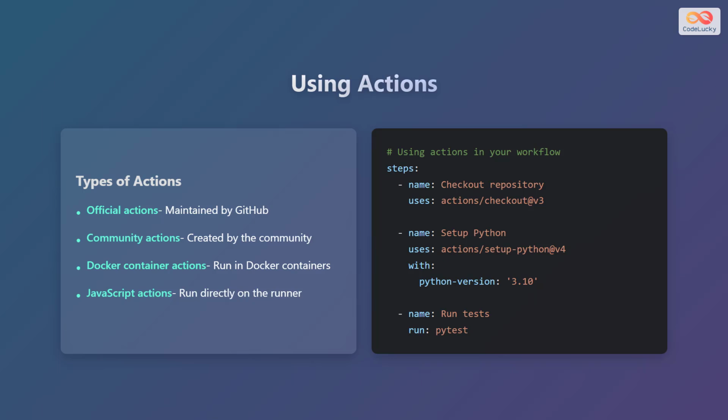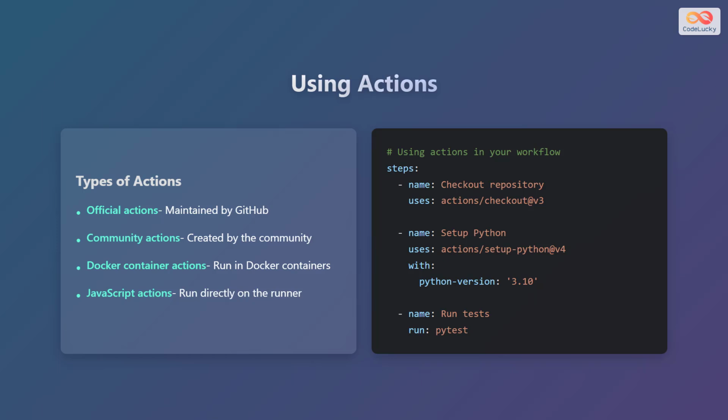Let's explore the different types of actions you can use in your workflows. Official actions are maintained by GitHub. Community actions are created by the community. Docker container actions run in Docker containers, and JavaScript actions run directly on the runner.